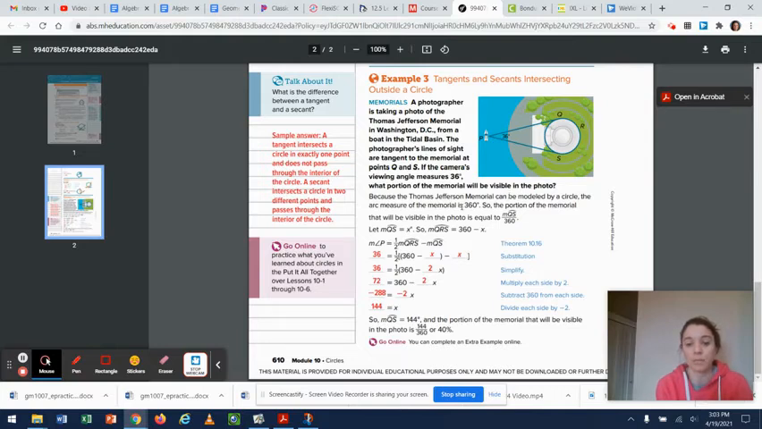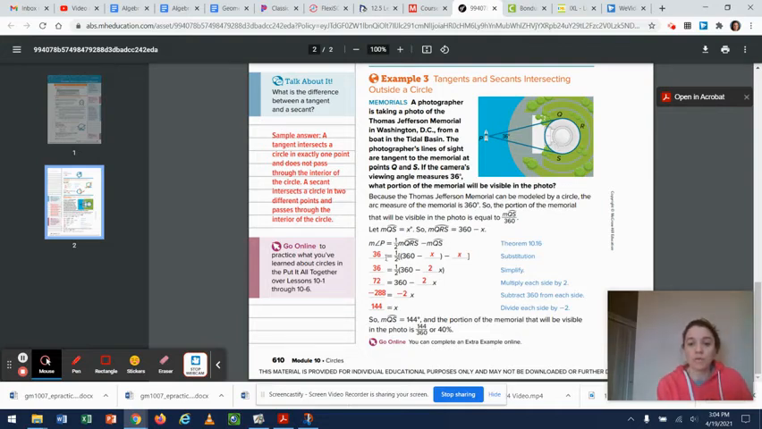So what it's saying is, because we can model this by a circle, the arc measure of the memorial is 360 degrees. So we're going to find a portion of that 360 degrees. You're going to set up 2 expressions. You're going to let the minor arc QS be symbolized as just X. And then we're going to let the major arc QRS be symbolized as 360 minus X, which is how we would find it. What it's telling you to do is that you're going to take this angle and set it equal to half the difference of these other two.